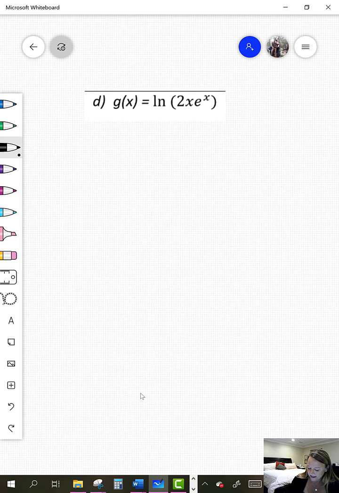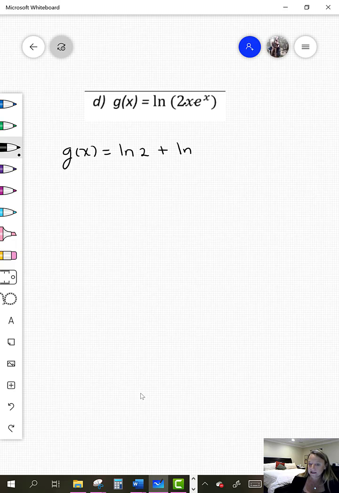Doing that, we have multiplication in between here, so we can break g of x down. Using rules of logs, g of x is the natural log of 2 plus the natural log of x plus the natural log of e raised to the x power. The natural log of e to the x is just x, so we can clean it up even more. We have g of x equals the natural log of 2 plus the natural log of x plus x.